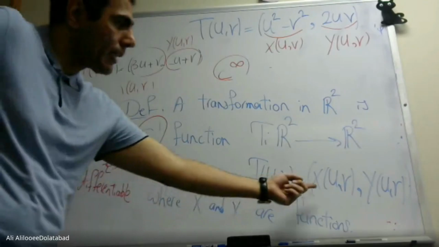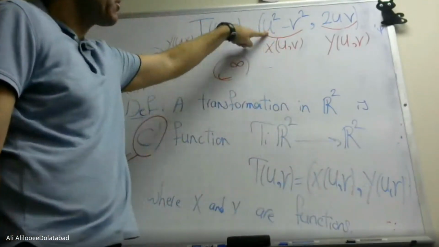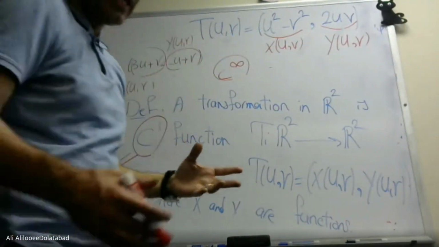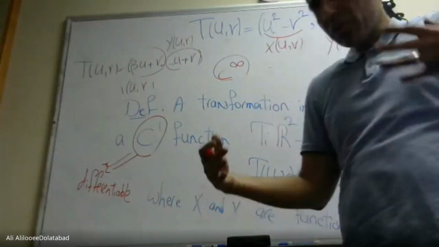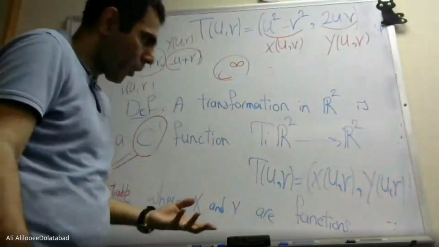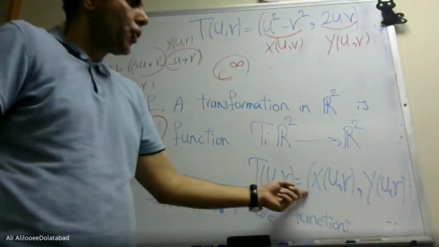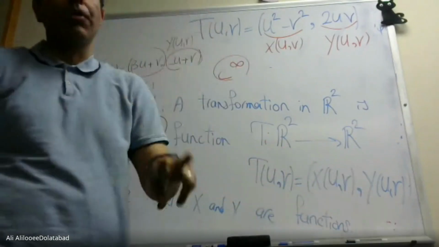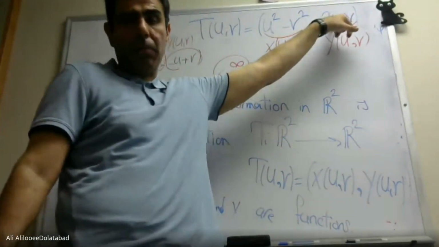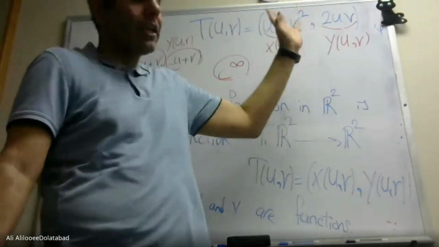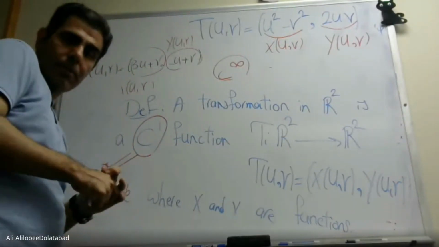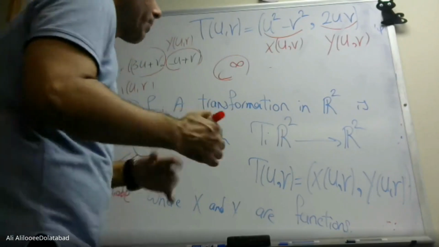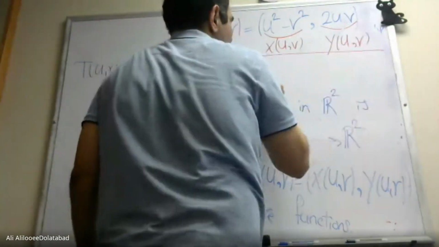Again, see, for this example, this is x(u, v), this is y(u, v). What I am saying is this: when you are talking about a transformation, you are talking about a function. This function contains two components. Each component is a function with two variables. This is one component, this is another component. Question, comment, question? Again, because I want to make sure everybody is following what I'm saying.